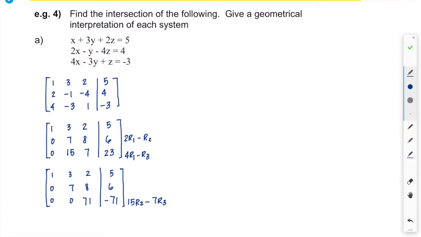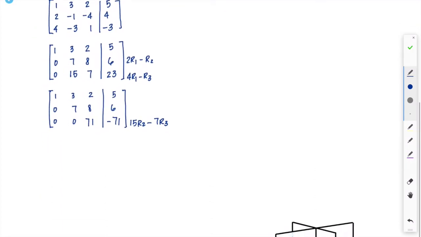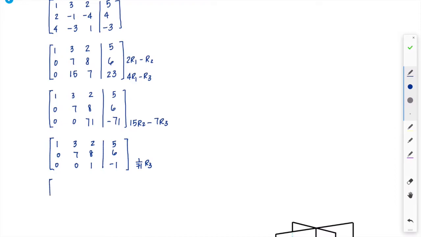Of course I can make my numbers smaller. In row 3, if I divide both entries by 71, I get 0, 0, 1, -1. This is definitely a lot easier to use. I'm going to use the Gauss-Jordan method, meaning that I want the diagonal to be 1s and all 0 entries otherwise.